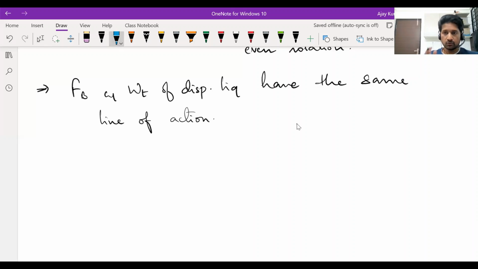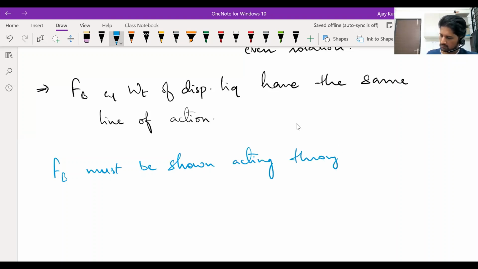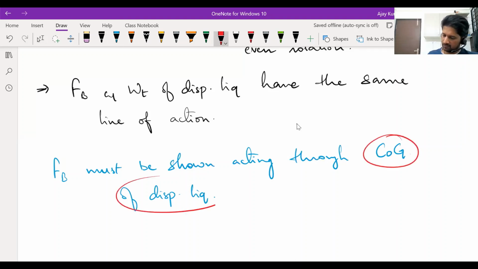So where should you show buoyant force to be acting? Buoyant force must be shown acting through the center of gravity of displaced liquid. And this point, center of gravity of displaced liquid, is what we call center of buoyancy.